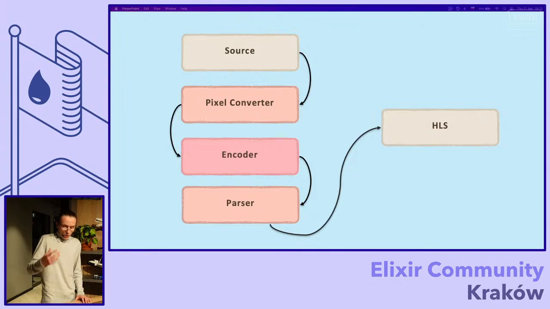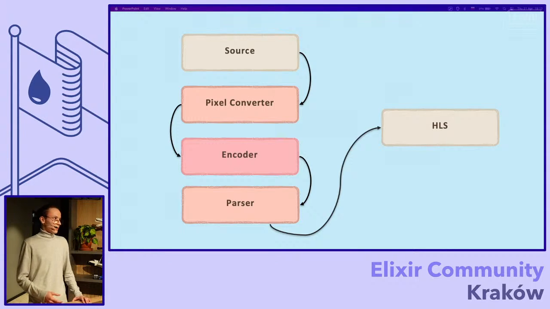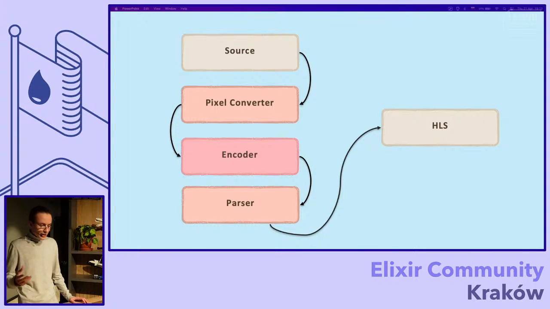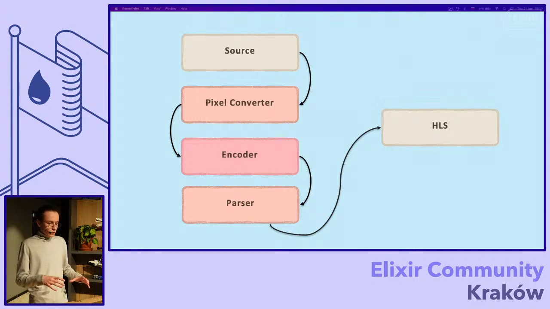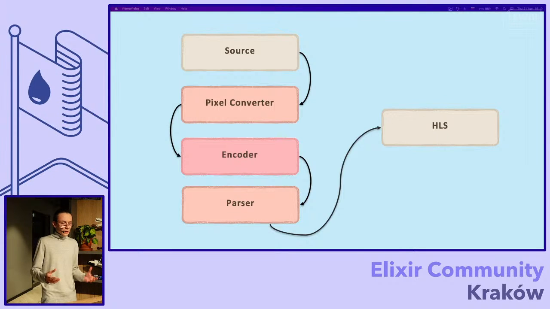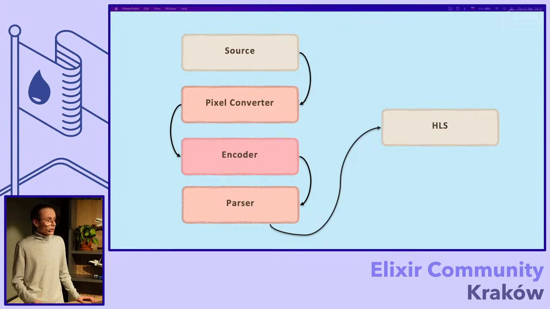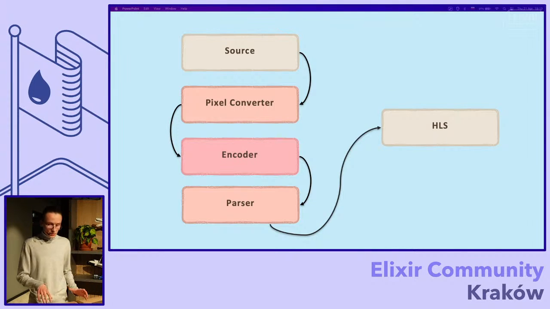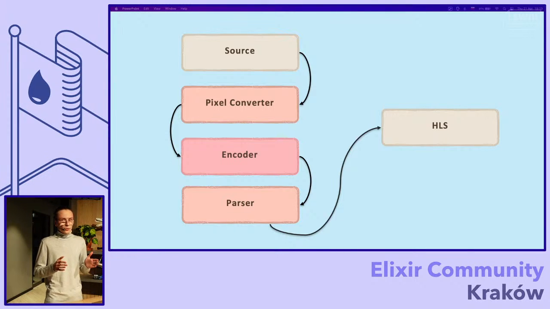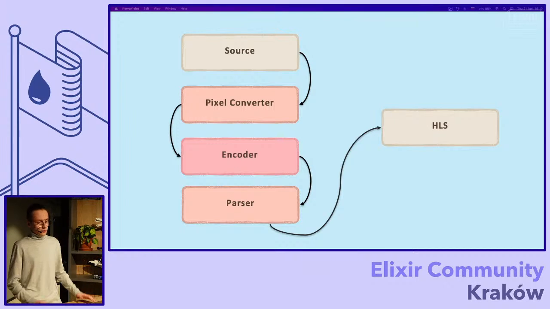So the pipeline, or the stream that we would like to process, is the following. First, we have the source. In the source, we just capture the video. Then we have a pixel converter, which we'll describe later in more detail. For now, the source just captures the video, and the pixel converter converts the pixels, changing the format of the images that we receive from our camera, for example.